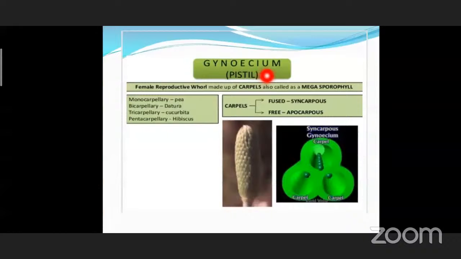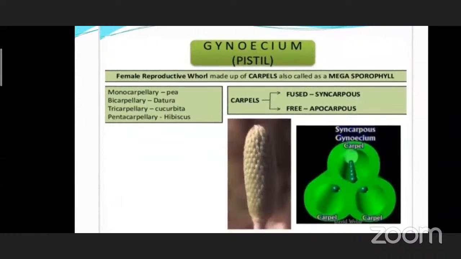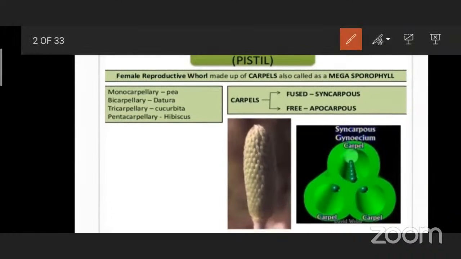Carpels form the gynoecium in angiosperms, but in gymnosperms the carpels are open. The female reproductive whorl made up of carpels is also called megasporophyll. Gynoecium is the female reproductive part of the flower and it is made up of one or more carpels. These carpels consist of three parts, namely stigma, style, and ovary.